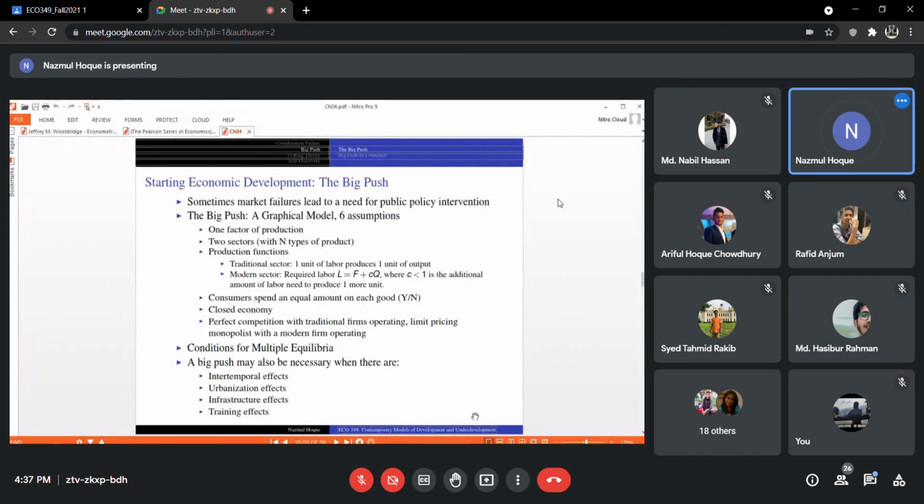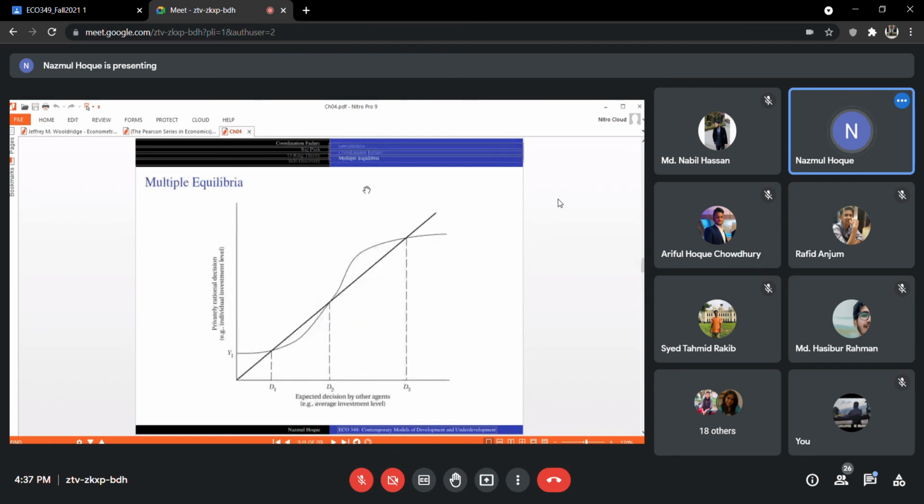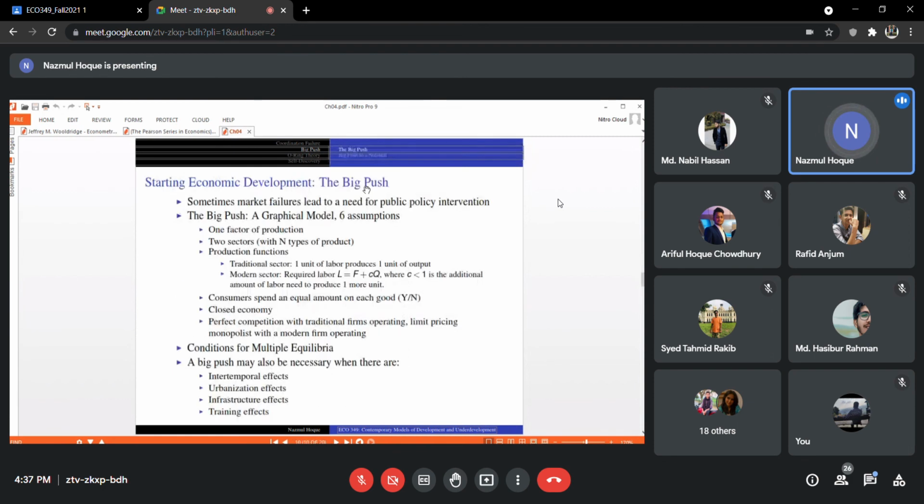And the people in developing countries, especially the governments in developing countries, like this big push idea because that gives them some legitimacy to spend more money on different projects. In Bangladesh, for example, we have a lot of development projects, right? So this big push model gives them some justification for government intervention or the extra expenditure that the government is running.